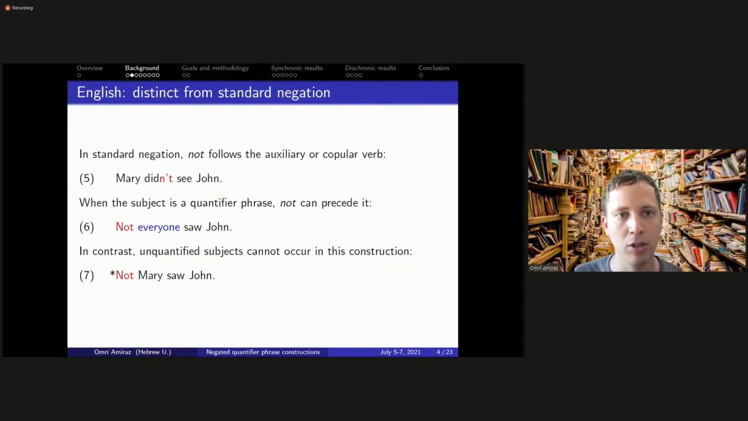So for example, in English, in standard negation, "not" follows the auxiliary or copular verb, like "Mary didn't see John." But when the subject is a quantifier phrase, "not" can precede it, and you can say "not everyone saw John." In contrast, unquantified subjects, such as proper names, cannot occur in this construction. You cannot say "not Mary saw John" in the sense that Mary didn't see John. So only certain types of subjects can occur in the construction in 6. So we see that the negated quantifier phrase is distinct from standard negation in English.